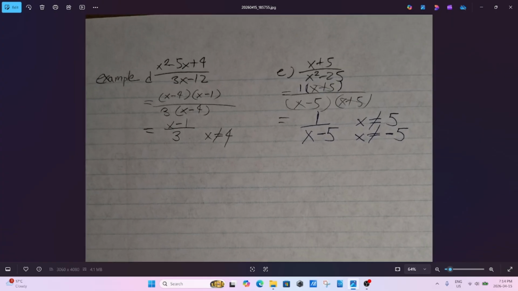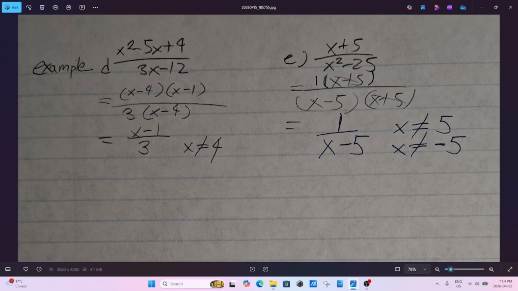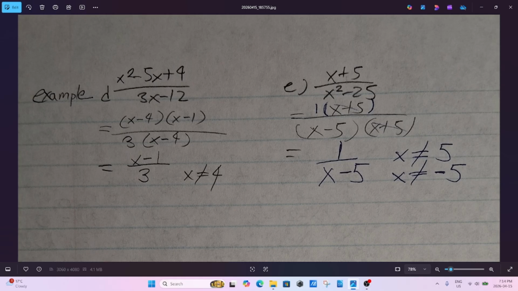And then example D, x squared minus 5x plus 4 divided by 3x minus 12 is equal to x minus 4 times x minus 1 divided by 3 times x minus 4. The x minus 4 cancels, so you get x minus 1 divided by 3, and x cannot be 4 because that would mean there is a 0 in the denominator.